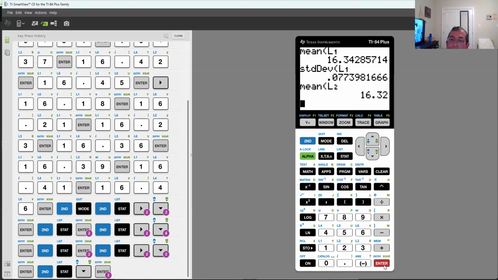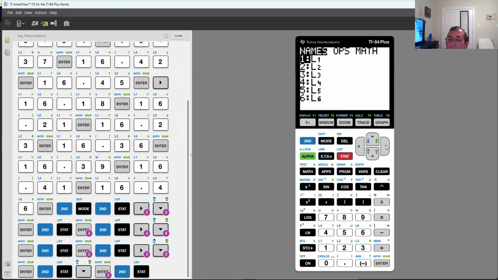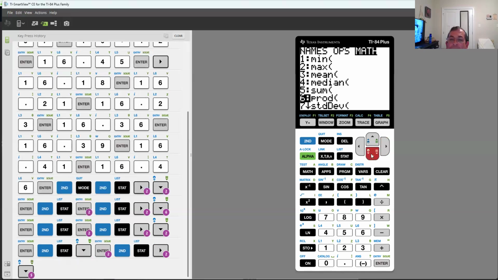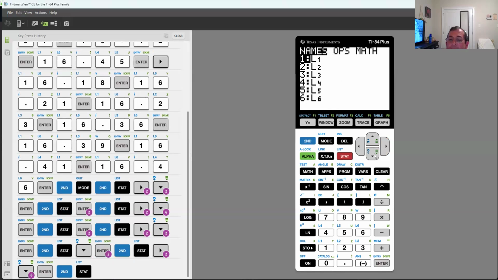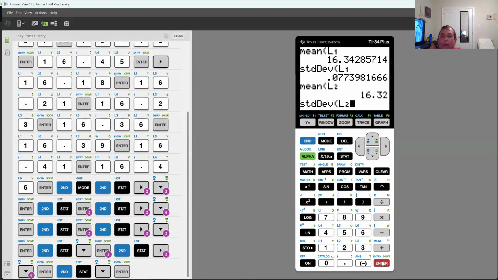All right, now let's get the standard deviation by hitting second stat, arrow over to math, and then arrow down to number 7 again for standard deviation, hit enter. And y'all, second stat for our list. Remember, we're doing B, which is L2. So highlight 2 on this one, hit enter. And y'all, when we hit enter, we will have our standard deviation for L2. So 2 decimal places, that's going to be what, a 0.11?